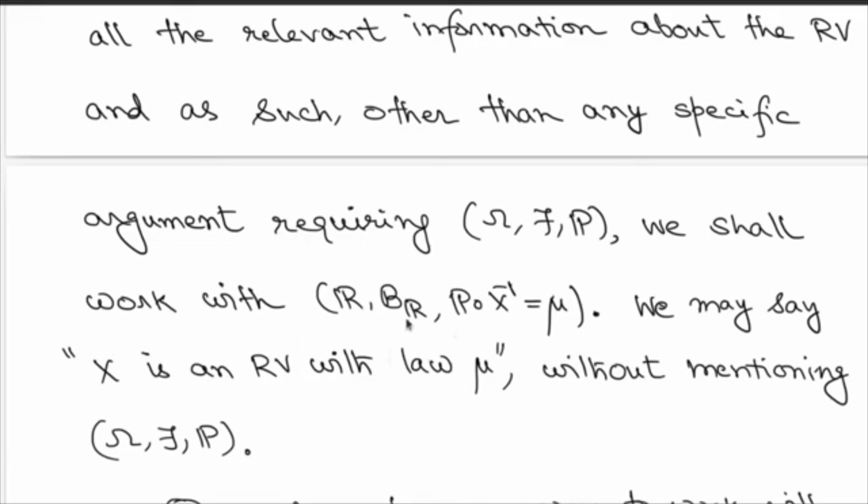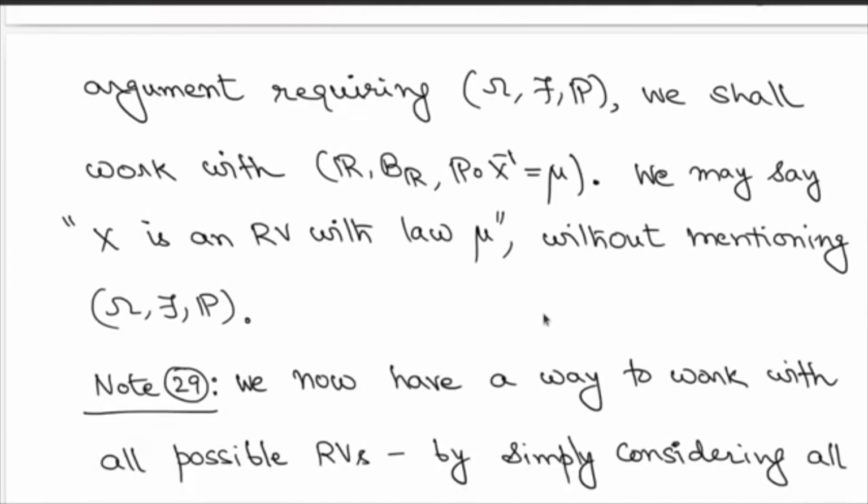So for the case of random variables, it will be the real line, the Borel sigma field of the real line and the probability measure. Okay. So if you are given that, then you can extract all the relevant information about the random variable or the random vector. So therefore we will usually ignore the domain side unless strictly necessary. We will look at random variables only through the law, and we are going to make such statements as X is a random variable with law mu without mentioning the domain space.